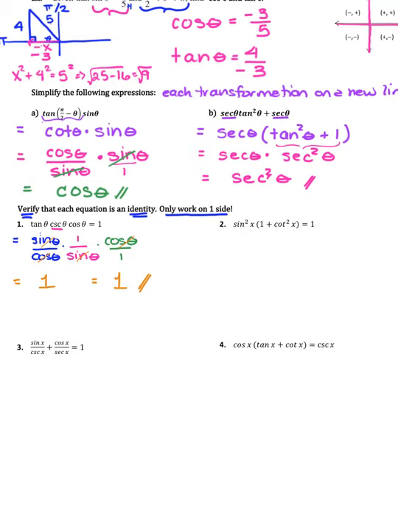Let's try another one. So here I already have sine squared x. There's not much I can do with that right off the bat, so I'm just going to write sine squared x. What can I do with 1 plus cotangent squared x? Well, I see a 1. I see something squared. I look at my Pythagorean identities, and I notice that this is the same thing as cosecant squared x.